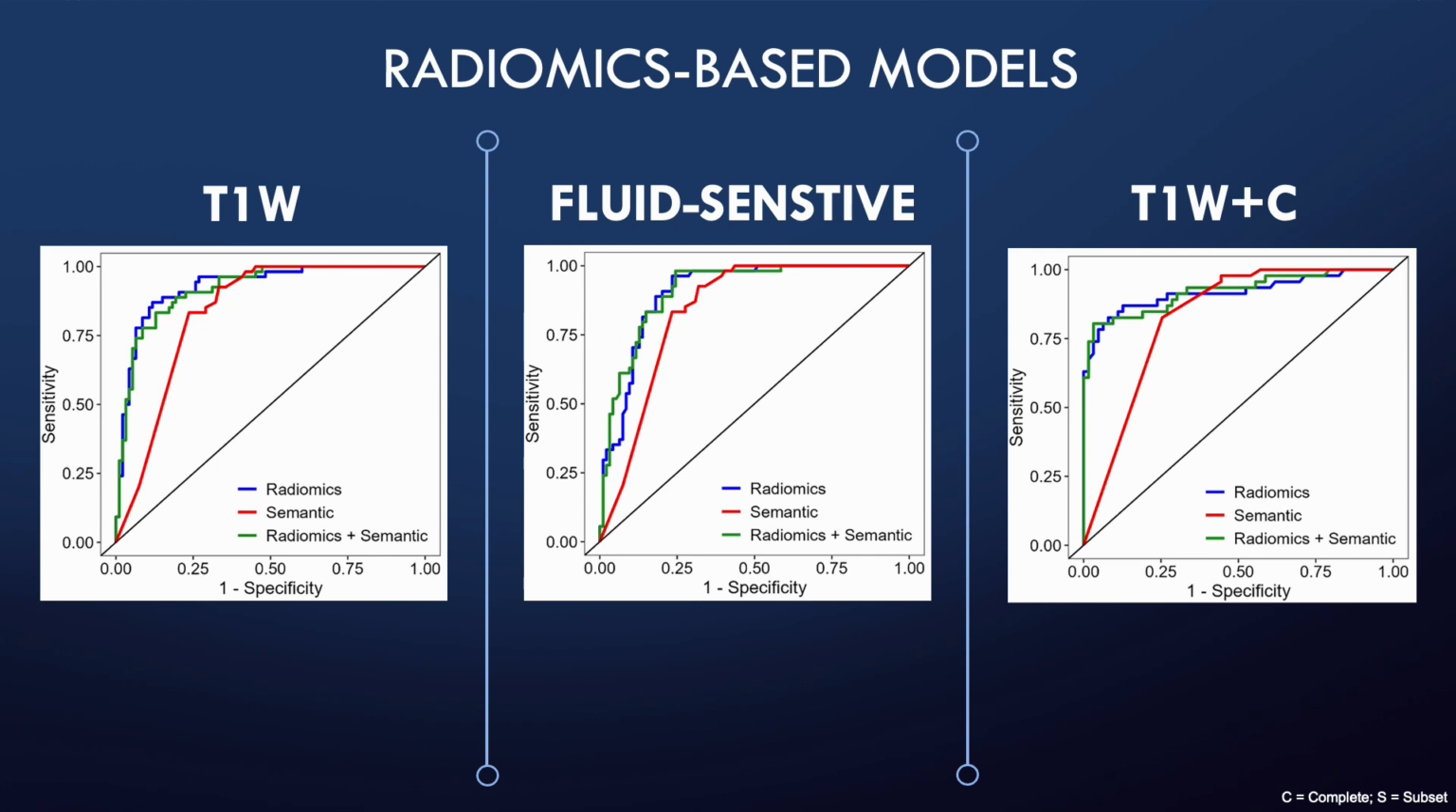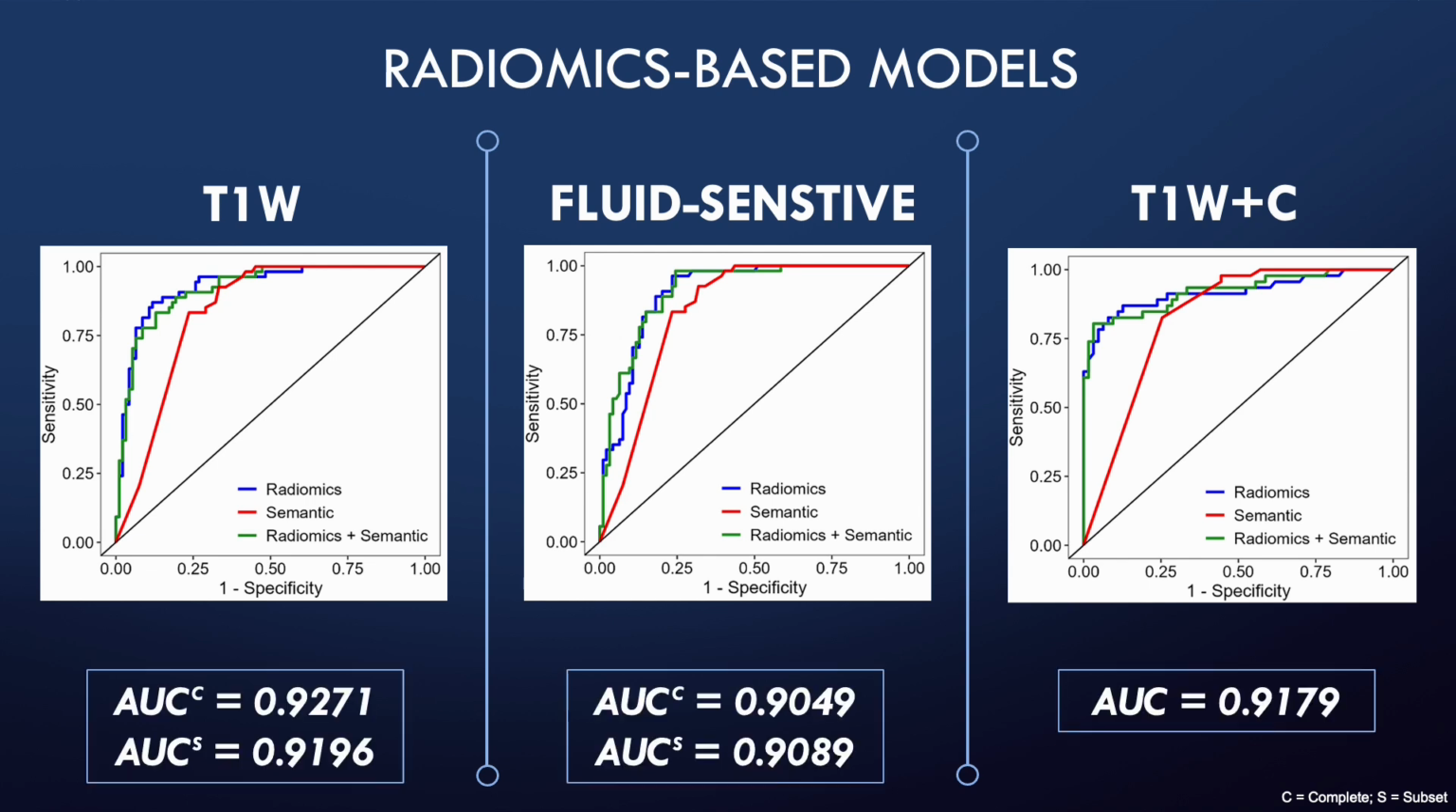The performance of each model was estimated using ROC-AUC curves. For now, I'll draw your attention to the blue lines, which represent our radiomics models. Our analysis revealed that T1 weighted, fluid sensitive, and T1 weighted post-contrast sequences all demonstrated excellent discrimination of benign and malignant myxoid tumors, with AUCs greater than 0.9.